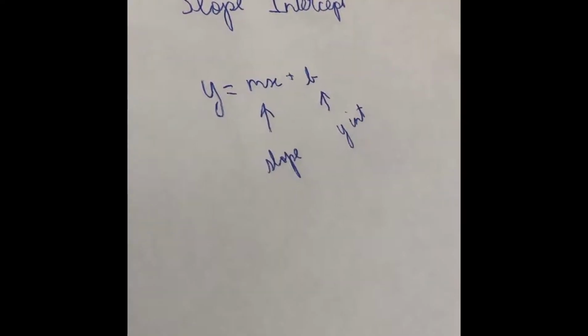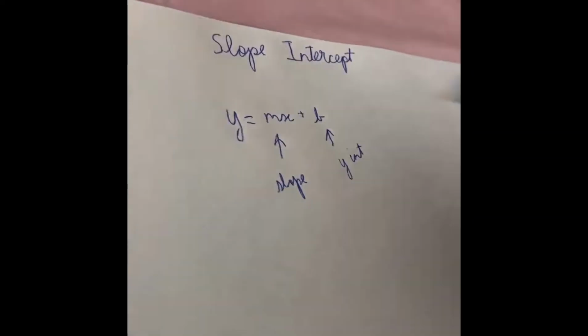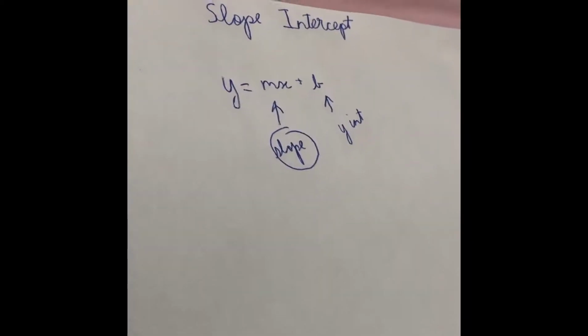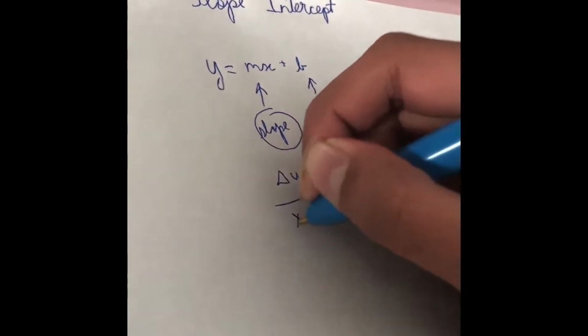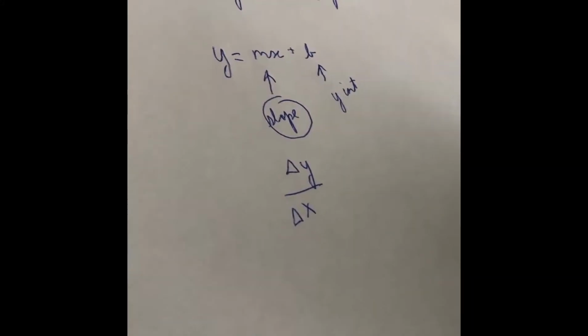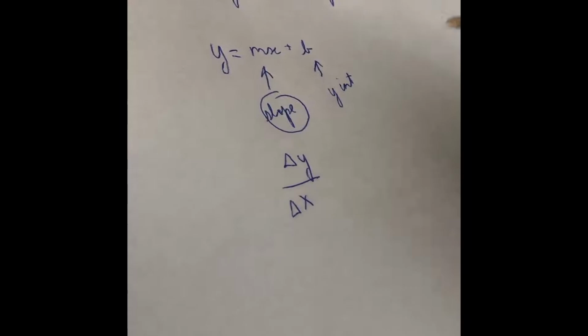In the last video, we talked about how you could calculate slope by rise over run. But another way to do it is change in y over change in x. So the triangle is a delta letter, which means change in. You can find a change in x and change in y by subtracting the coordinates.